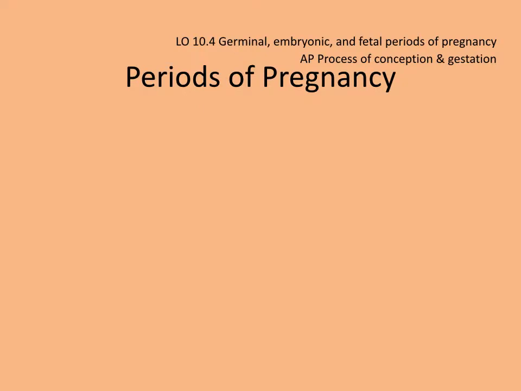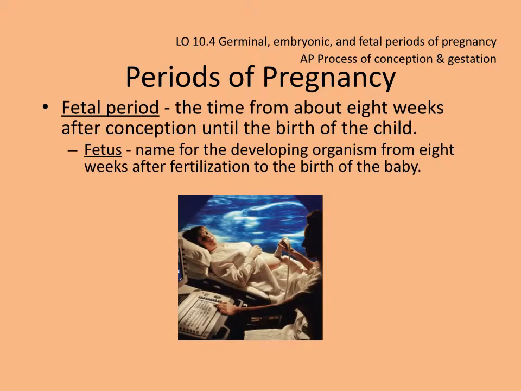Now, periods of pregnancy, your final period is going to be the fetal period. This is the longest period, and it's also going to have the most growth. It is from about 8 weeks after conception until the birth of the child. This is when the ovum, which turned into a zygote, which turned into an embryo, is now called a fetus. A fetus is the name for the developing organism from 8 weeks after fertilization. It will be a fetus until it is born, and at that point, it is then a baby.